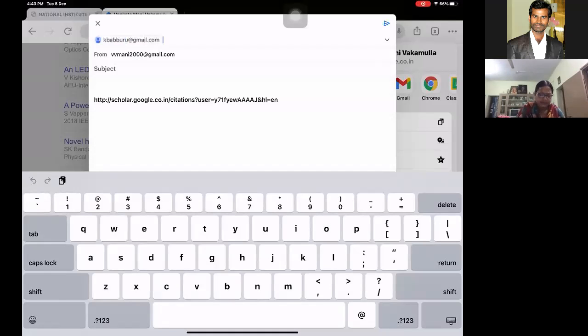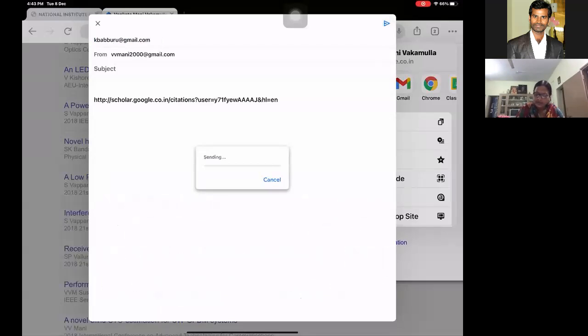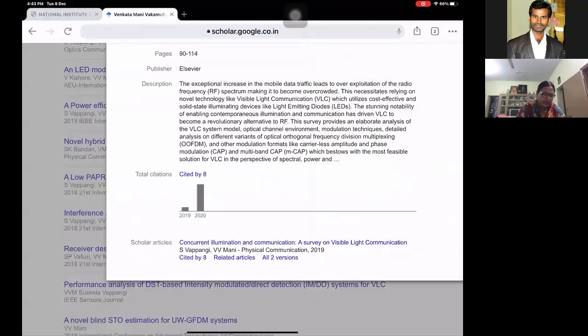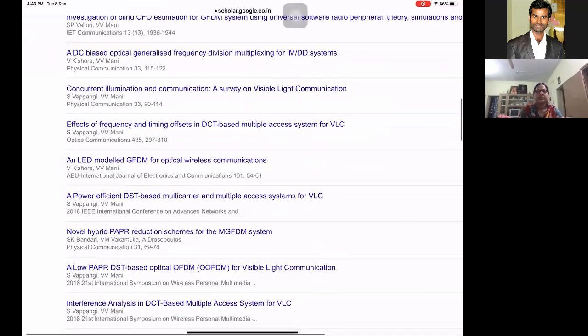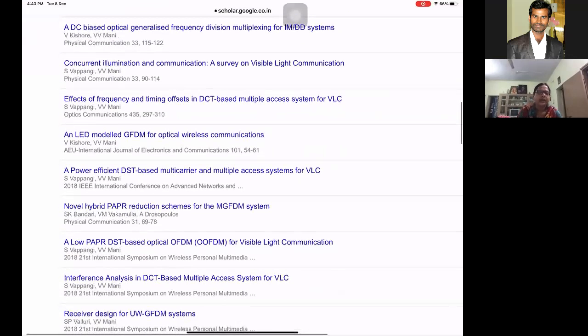Yes, ma'am. Okay. So I'm sharing this paper now. I think it can be downloaded. You can refer to these papers, and you can make some additions to them. You can start working on it because it is an easy area to understand, and the mathematics is simple. With normal mathematics, you can do some good work on visible light communication.